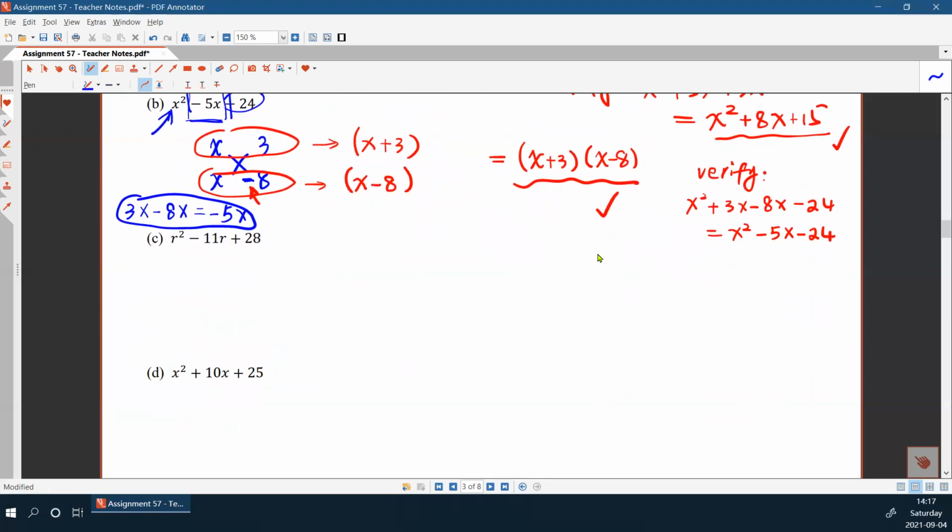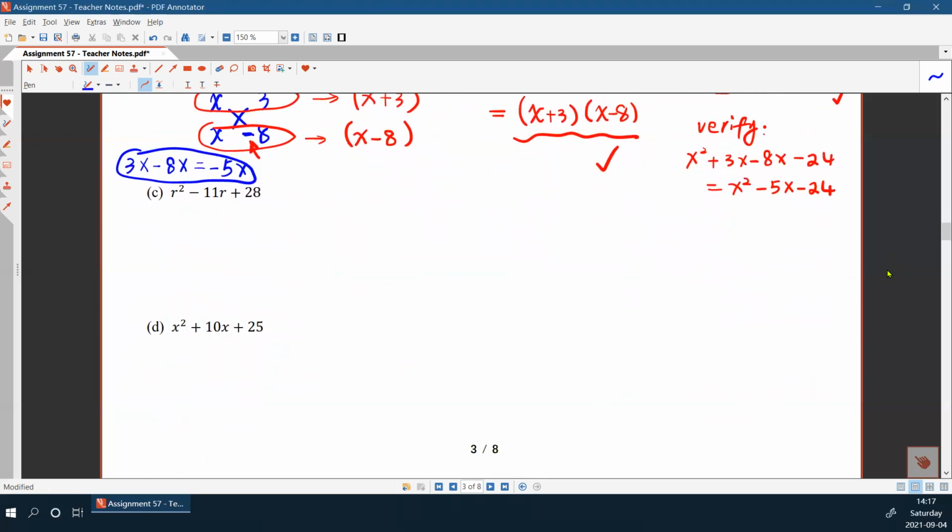No? All right, let's see the next one. Now, you should be familiar with the technique now, right? So first of all, r squared can be factored to r and r, because r by r is r squared, right? And 28 can be factored to 4 by 7, right? 4 by 7 is 28. But note that we will be having a minus 11 here.